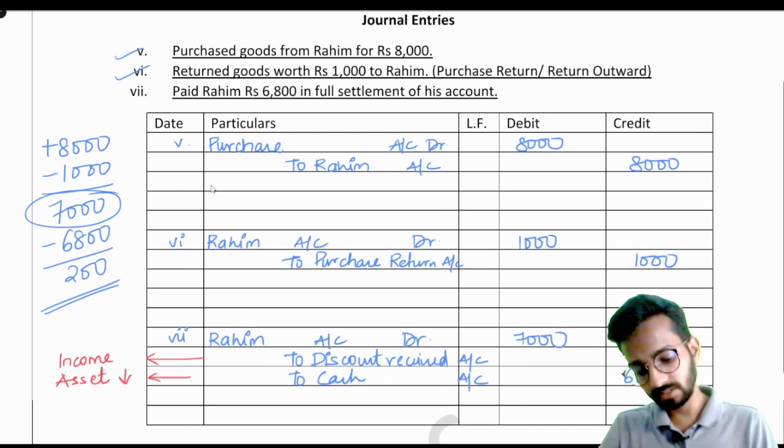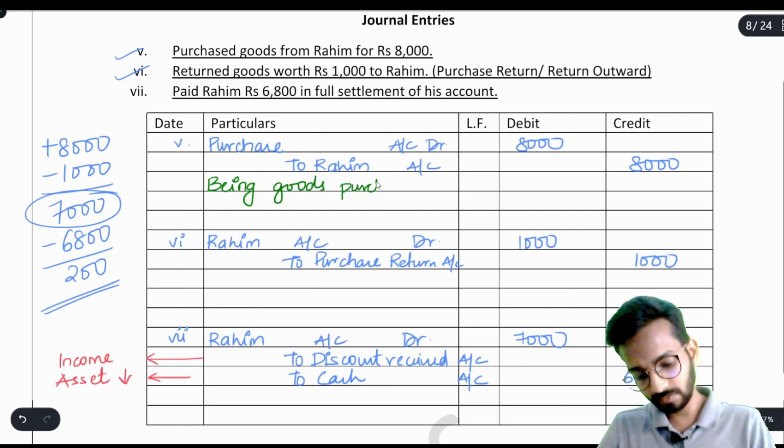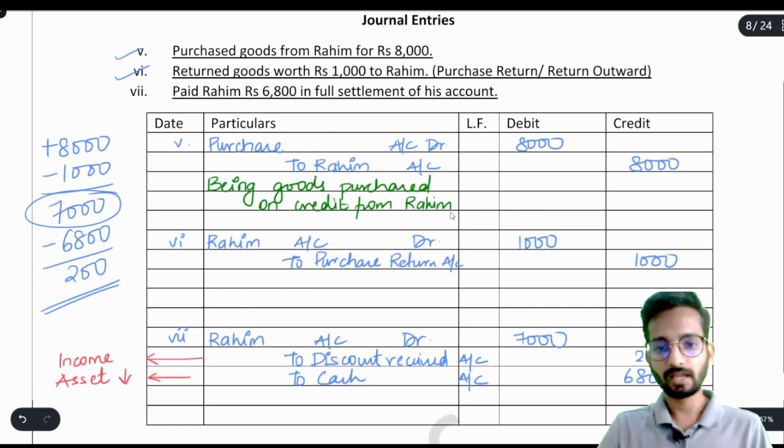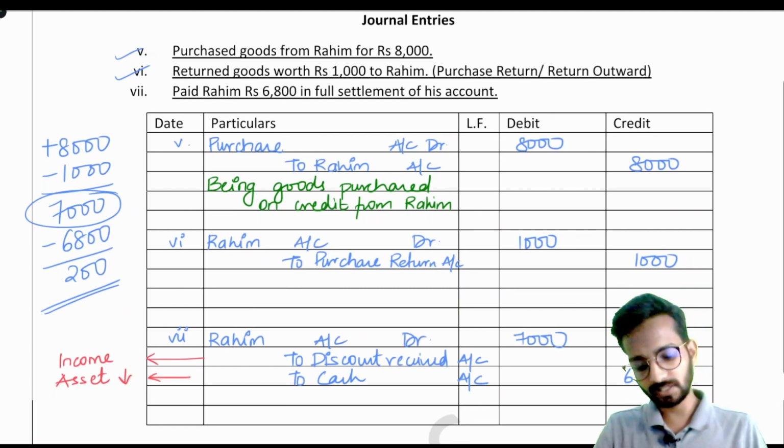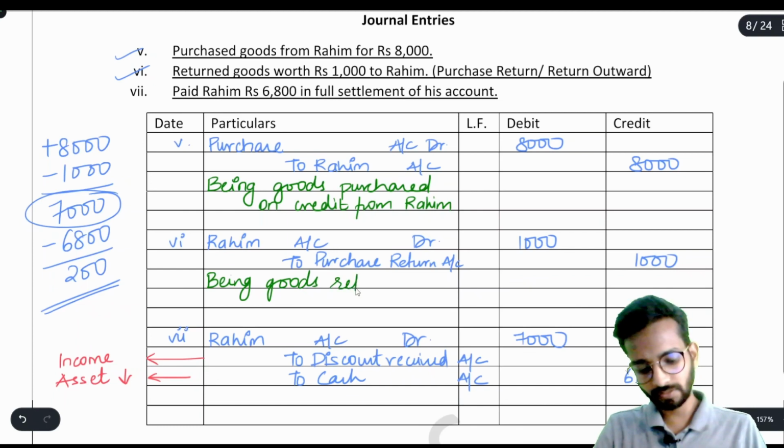Now we will write the narration for this. The narration will be being goods purchased on credit from Rahim. After this, now we will write the narration. For Rahim account debit to purchase return, we will write being goods returned to Rahim. And here we will write being payment made to Rahim.